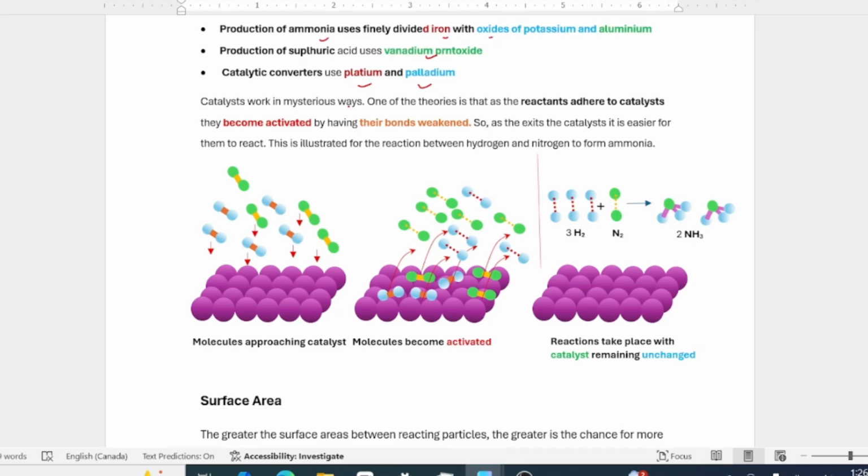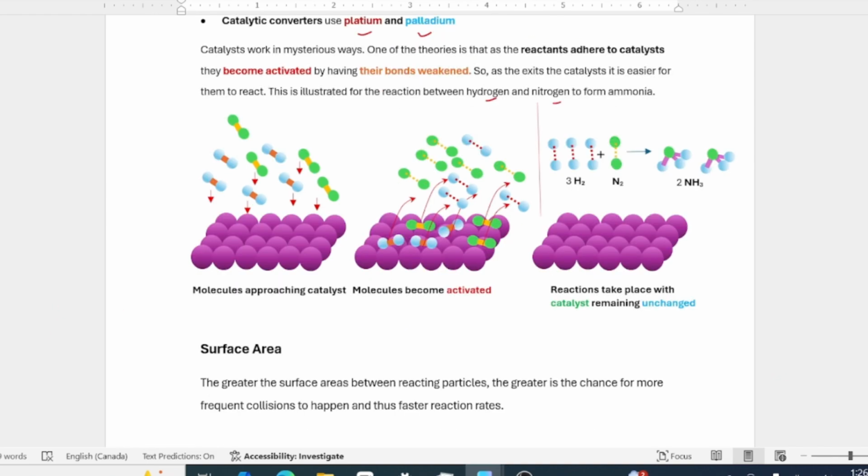Catalysts work in mysterious ways. One of the theories is that as the reactants adhere to catalysts, they become activated by having their bonds weakened. So as they exit the catalyst, it is easier for them to react. And this is illustrated below between the reaction of hydrogen and nitrogen to form ammonia. So let us say in the Haber-Bosch process that creates ammonia, this is a catalyst of finely divided iron, and those are the oxides there.